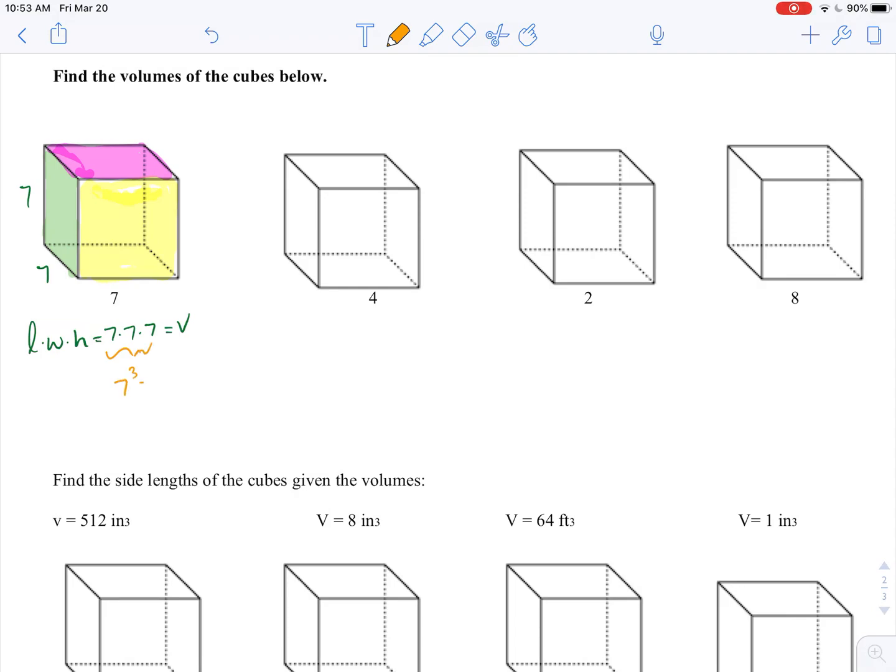And how else could I write 7 times 7 times 7? Well, I could rewrite this as 7 cubed. And that's why we call this third power, anything to the third power is that number cubed, because we're finding the volume of a cube with that side length. And then again, we can just say 7 cubed is 343 cubic units.